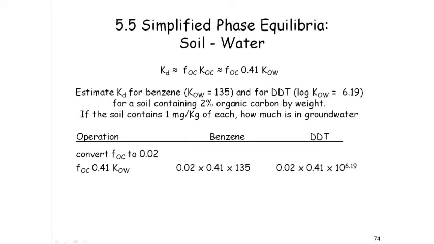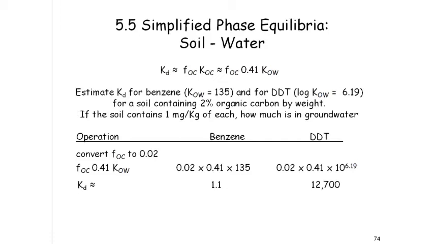So here's a number of steps that we need to undertake. First thing we want to do is convert FOC to 0.02. That is, to take the percent and convert it to a fraction. We then want to establish the value of FOC times 0.41 times KOW. Since we have KOW values, that's laid out here. We then calculate Kd.